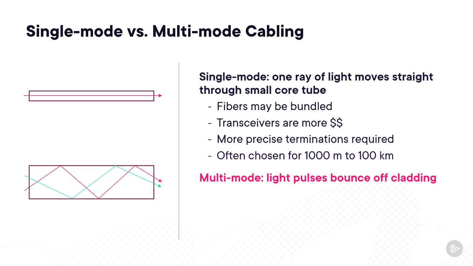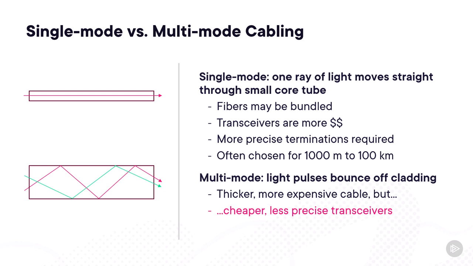Multimode, by contrast, sends multiple light beams down the tube, a larger one, and these beams bounce off the reflective cladding layer as they travel. The cable is bigger and costs more, but the transceivers are much less expensive, so that a multimode system often costs less than a single-mode one. Multimode cables are often used in shorter distances. And that's a quick look at network cables and connectors.